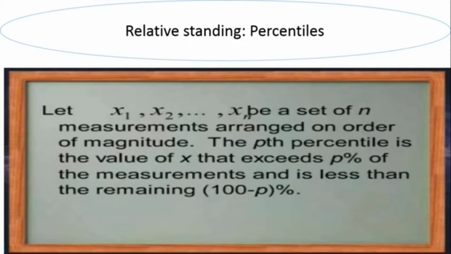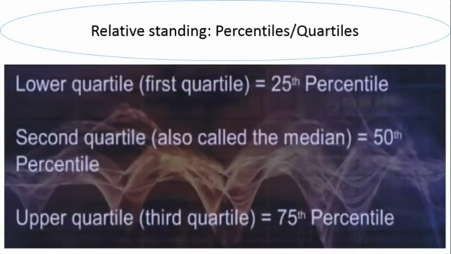Another relative standing is the quartile. The lowest quartile is the first quartile, which is the 25th percentile. The second quartile, also called the median, is the 50th percentile, and the upper quartile, or the third quartile, is the 75th percentile. So that's the definition of the different quartiles: the first quartile, the second quartile, and the third quartile.